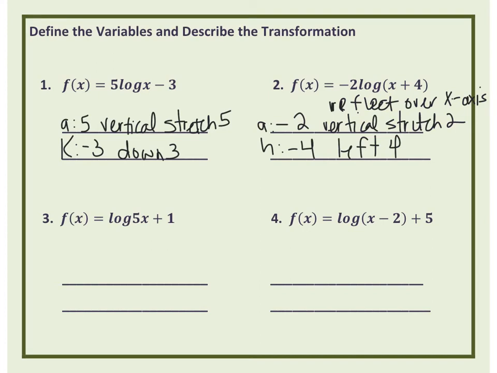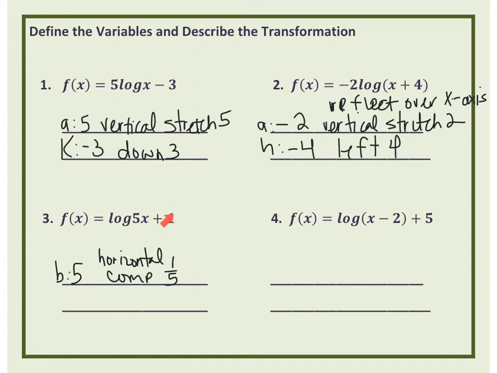Okay, question number 3. This is inside with the x. It's in front of the x, okay? So this is a b value of 5. When you have a b value of 5, that is a horizontal compression by the reciprocal. What's the reciprocal of 5? The answer is 1/5. So horizontal compression of 1/5.